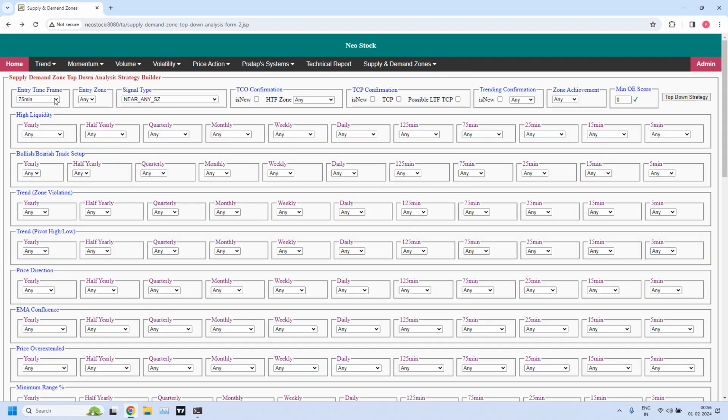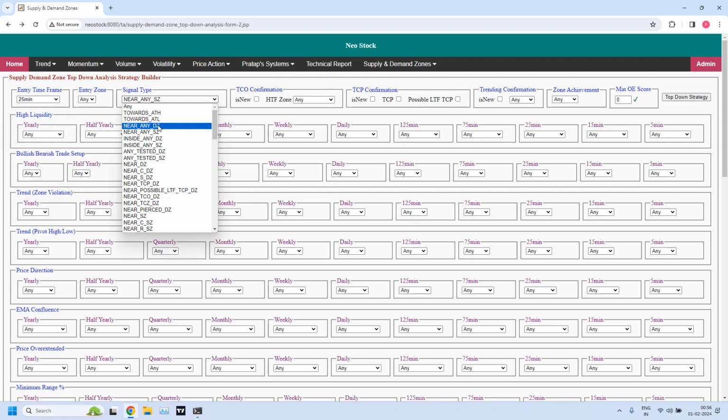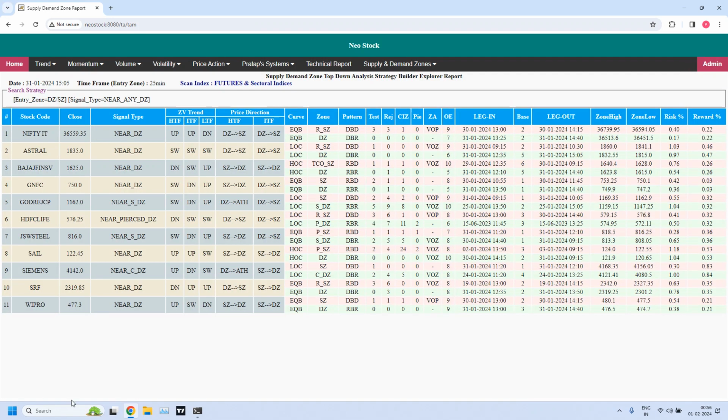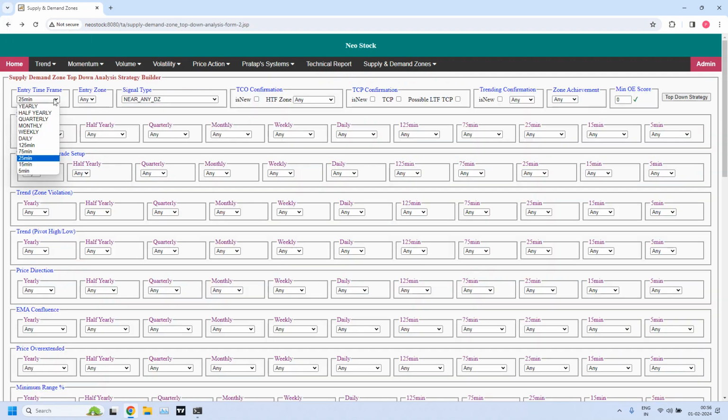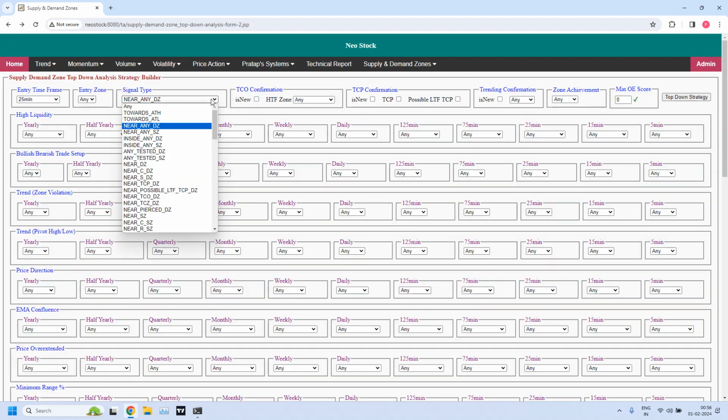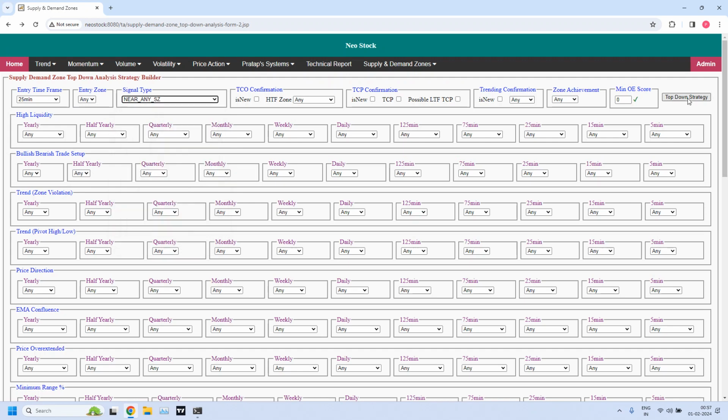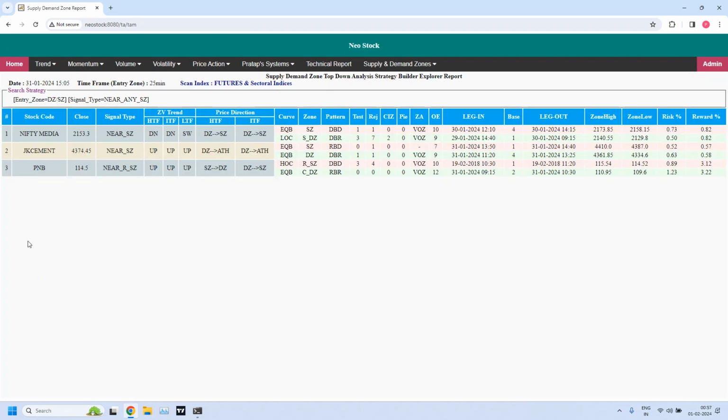Now let's go back. Let us change the time frame to 25 minutes. Let us find the stocks near 25 minutes demand zone. So total 11 stocks are filtered near to the 25 minutes demand zone. Let me go back. For 25 minutes time frame, let us find the stocks near 25 minutes supply zone. So 3 stocks are filtered near to the 25 minutes supply zone.